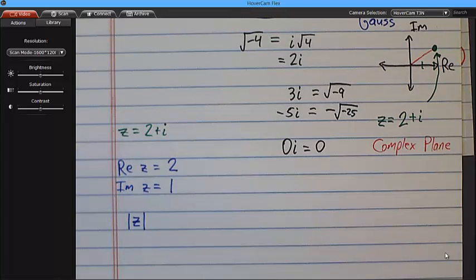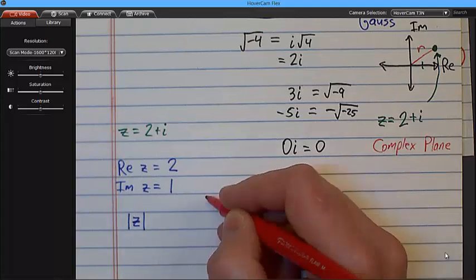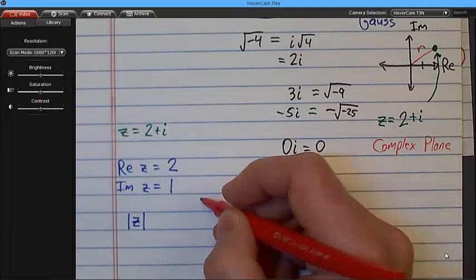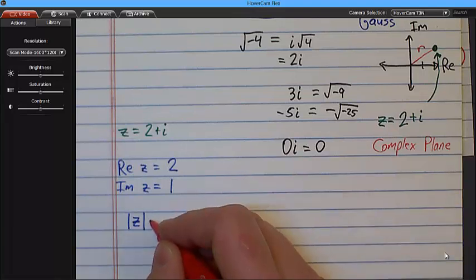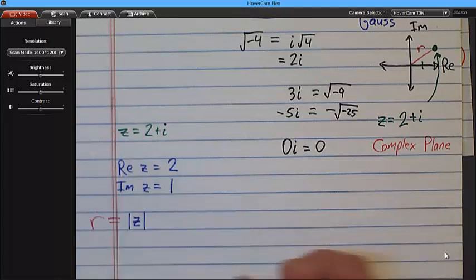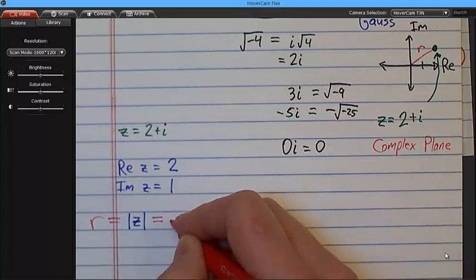Of course, we were just doing that, right? What is that? Isn't that my r? How do you find r? Well, don't you do the Pythagorean theorem, right? So if I want to get the absolute value of z, that's the same thing as r, really. And so what's it equal?